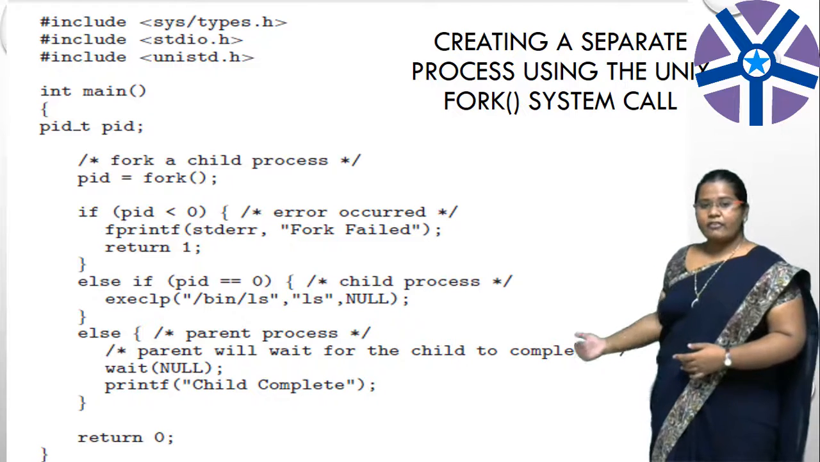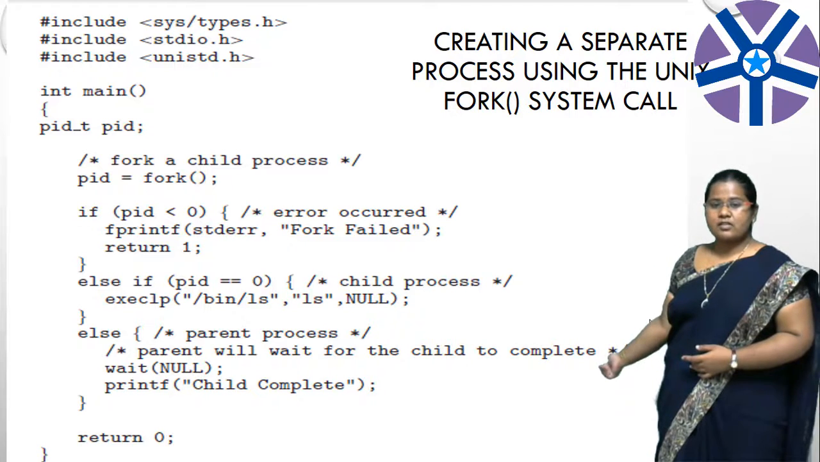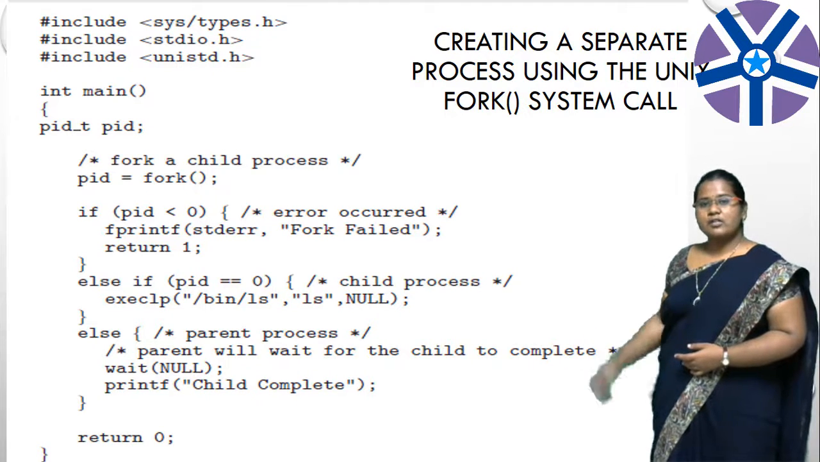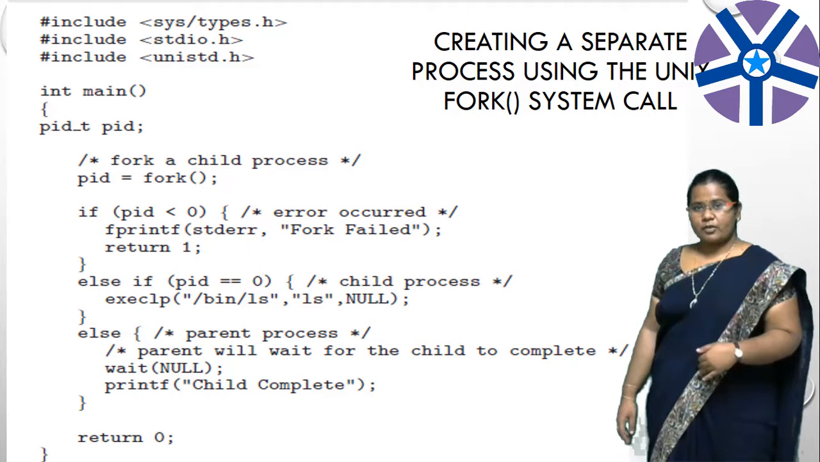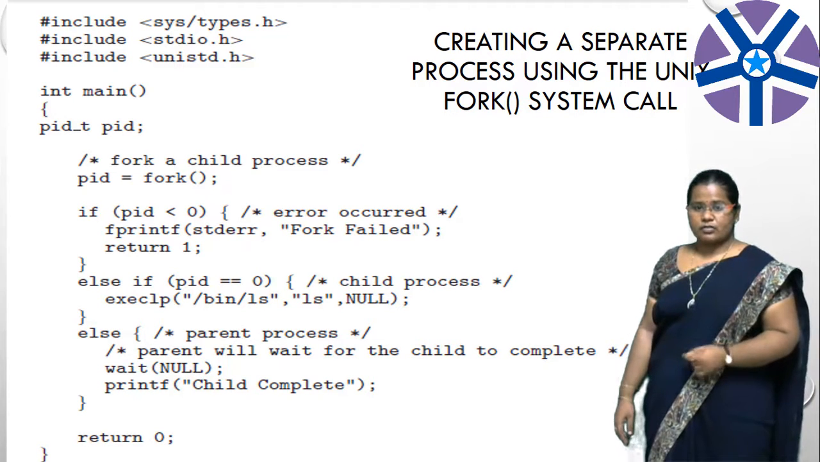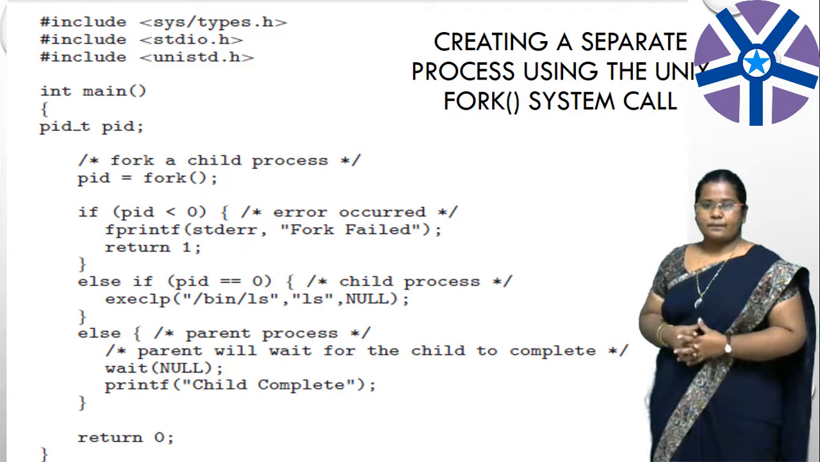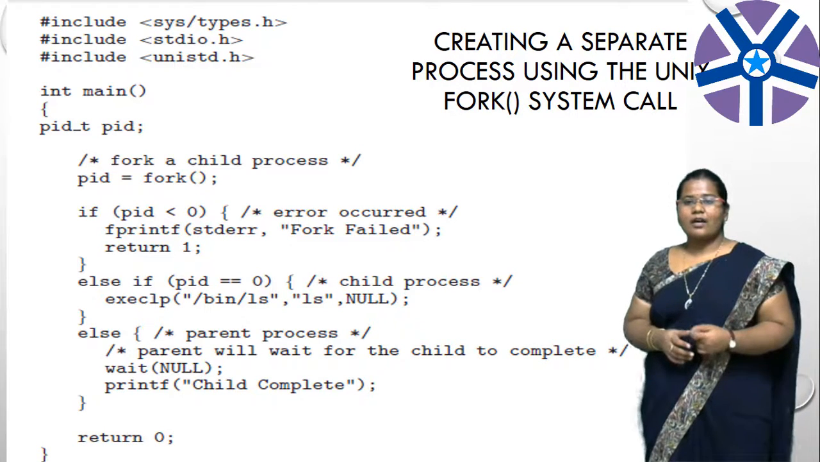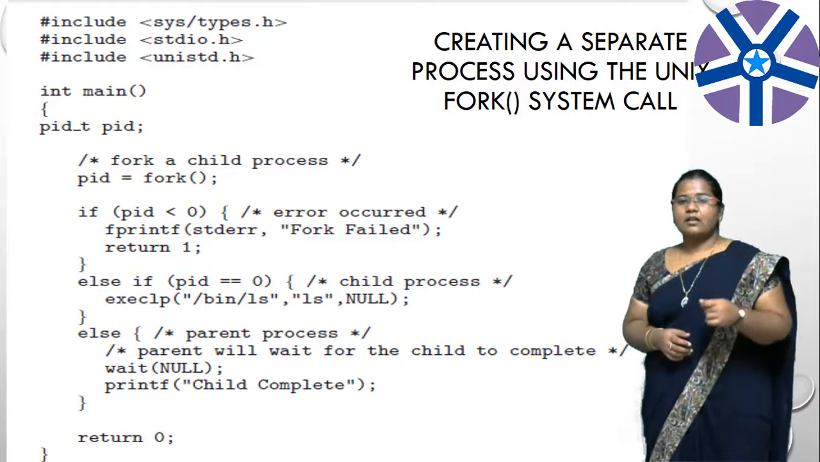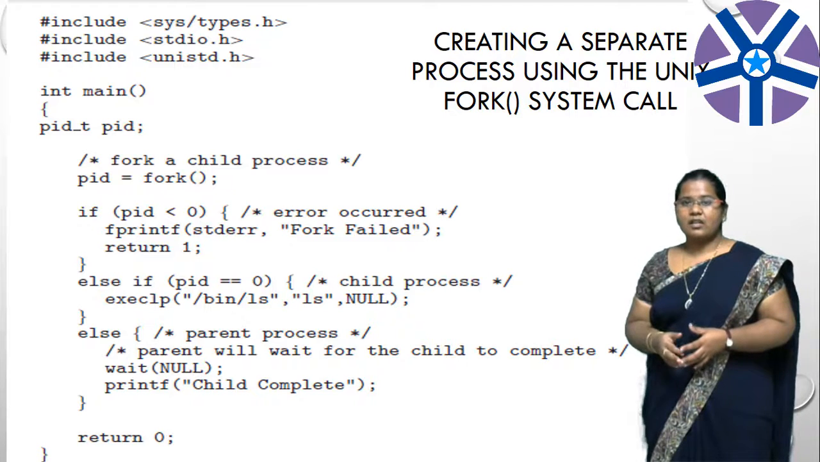And lastly, if it returns a positive value, then the parent process will wait until the child process completes its execution. That waiting is done by using the wait system call. So this is the way we are going to implement creating a process in the Unix operating system using the fork system call.